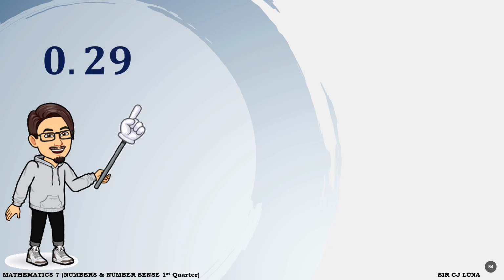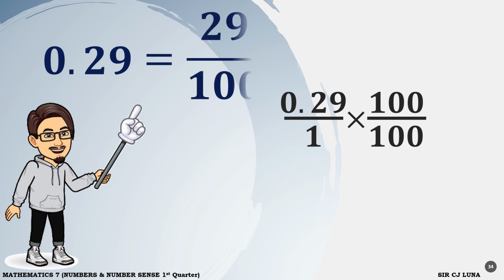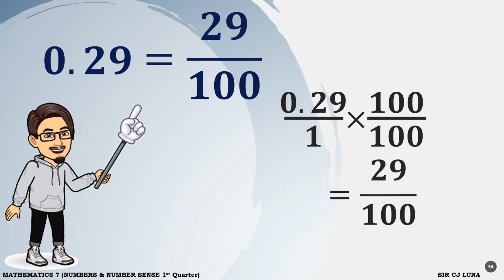Next, we will rewrite 0.29 to fraction form. So we have 0.29 over 1 times ilan? Okay, very good. Times 100 over 100. Kasi meron tayong dalawang decimal places. Okay, so the answer is 29 over 100.